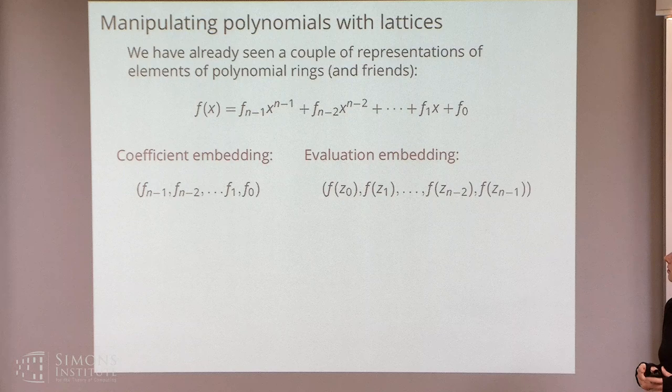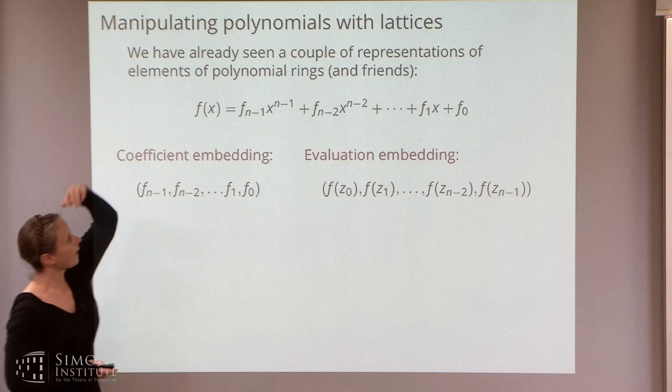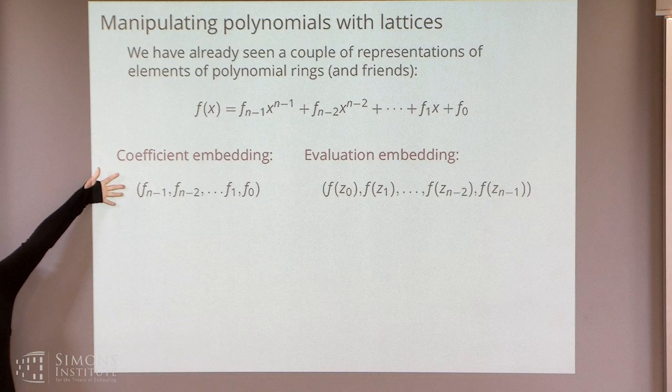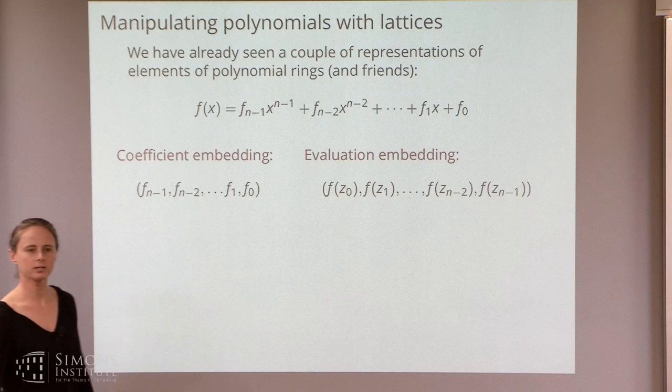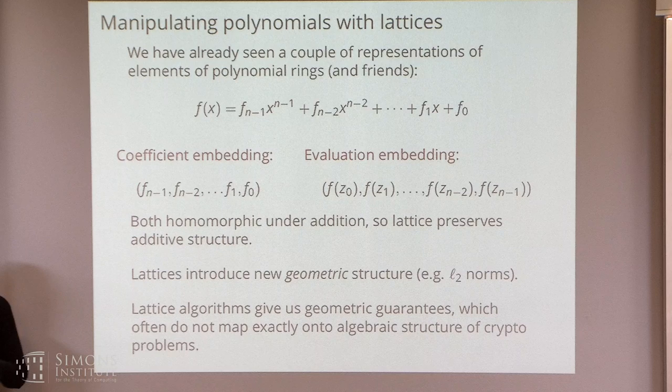I just want to mention, because this is going to come up a lot in our concrete representations, that if we have some polynomial, then we can represent it as a lattice vector in a couple of different ways. We can represent it as a sequence of coefficients, or we can represent it by evaluating it at different points. Both of these are homomorphic under addition, so the lattice will preserve the additive structure: you can add two polynomials together and you get another polynomial. But the lattices are going to be introducing a new geometric structure that doesn't exist in a lot of the cryptanalysis problems a priori.